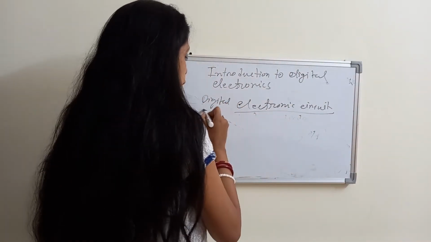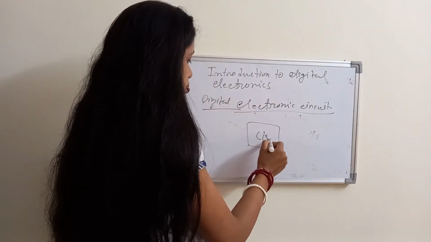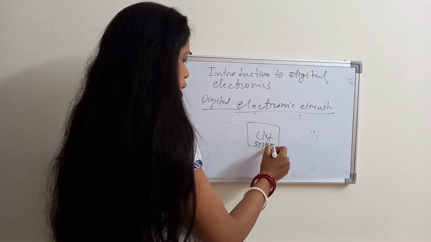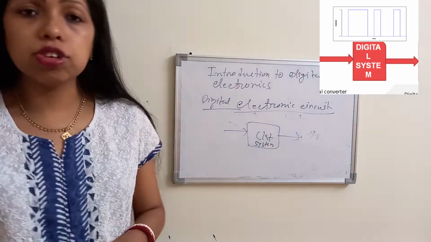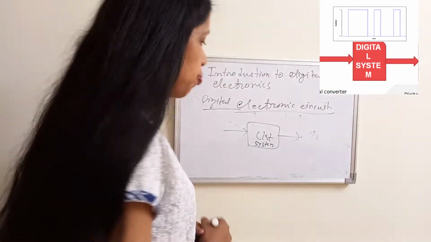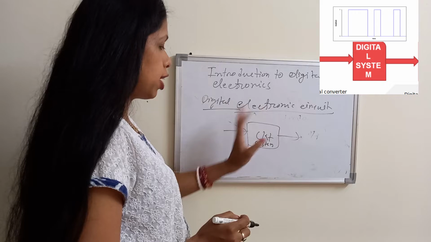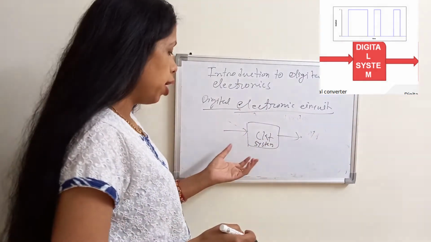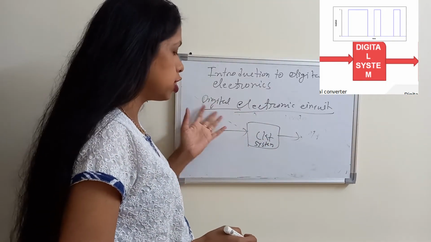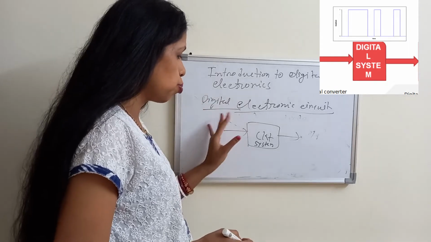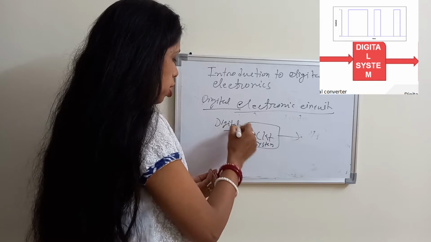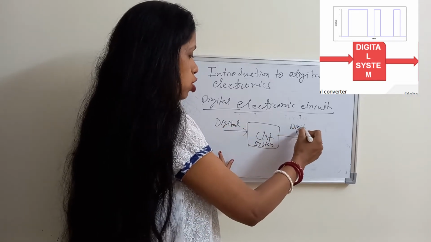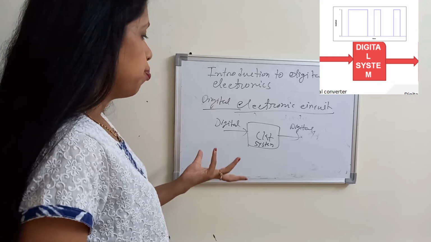So what is a digital electronic circuit? It is a circuit or system that deals with digital information. Any circuit or system has an input signal and an output signal. In the case of a digital system, whatever signal or information you give to the system is in the form of digital, and if we get any output, that output is also in the form of a digital signal.